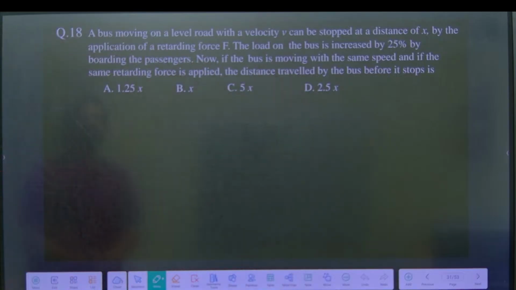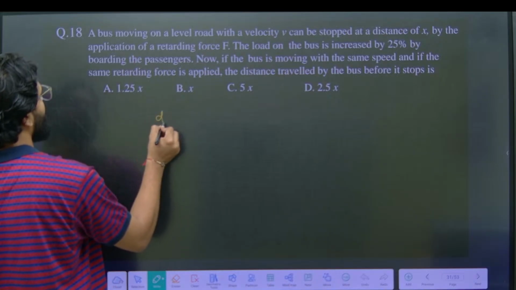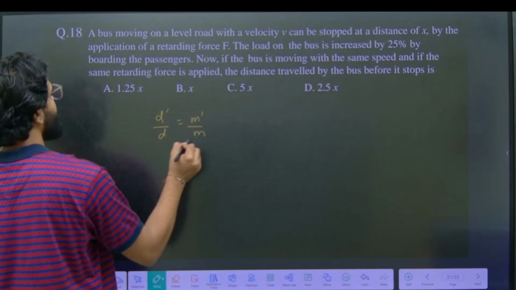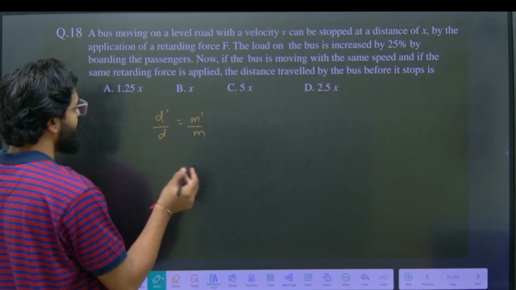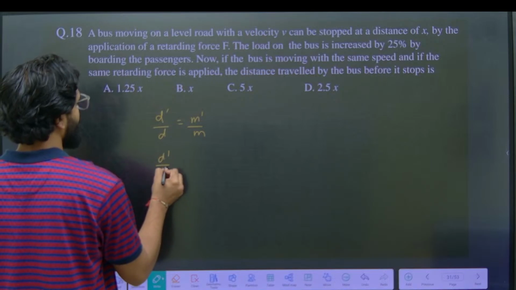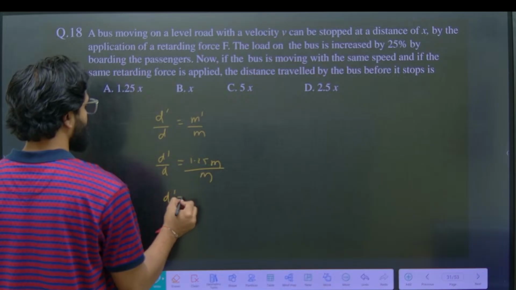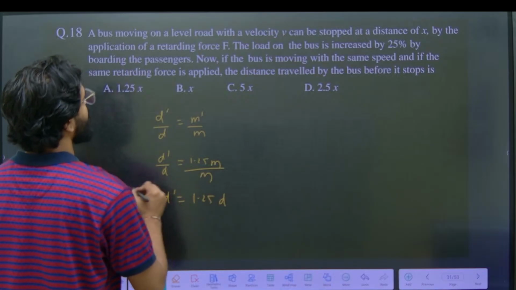Question number 18. A bus moving on a level road with velocity v can be stopped at a distance x by application of the brakes, with the load increased by 25%. Now it is the same thing that we did for the earlier question. So d prime by d will be m prime by m. We have done a similar type of question. So d prime by d equals 1.25 m upon m.